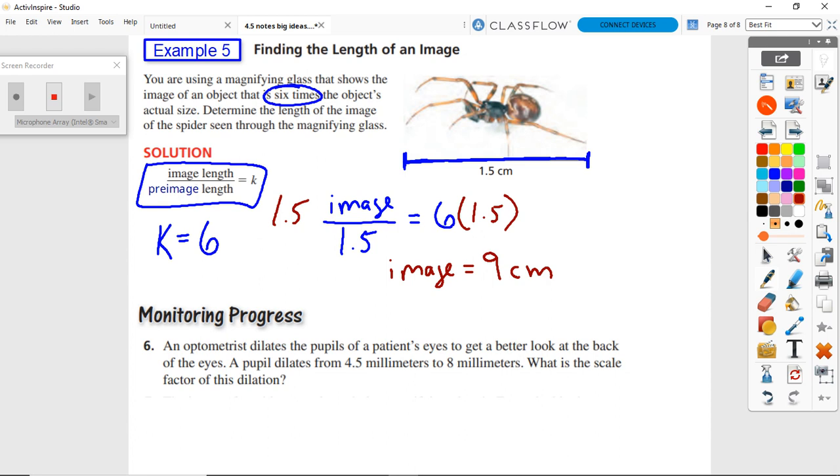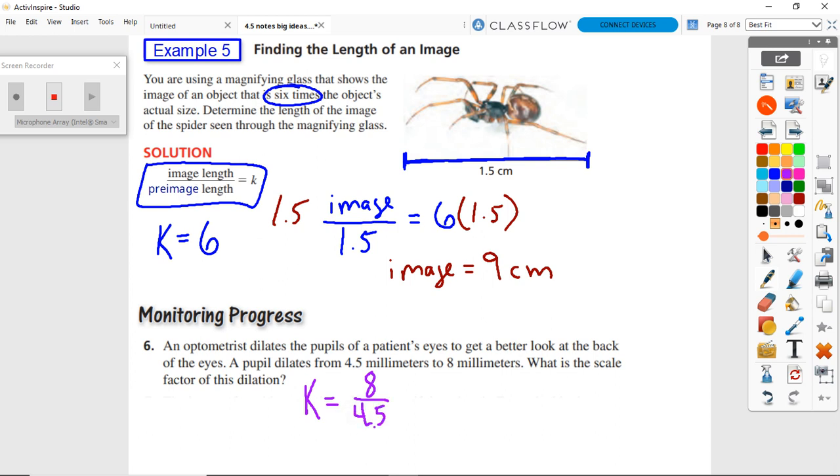All right, pause the video here. You can try our last problem today and we'll wrap it up. All right, welcome back. An optometrist dilates the pupils of a patient's eyes to get a better look at what's happening inside there. A pupil dilates from 4.5 to 8. What is the scale factor? So again, we're using the same formula from above, but now we know the image and the pre-image. Let's see. A pupil dilates from, so that's the pre-image, 4.5, to 8. So 8 is our image.